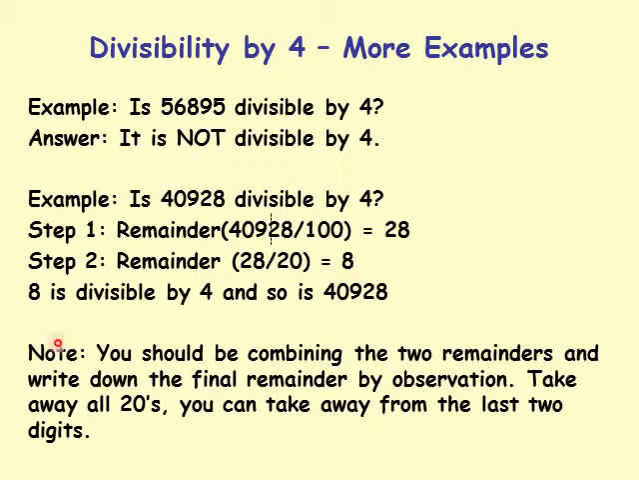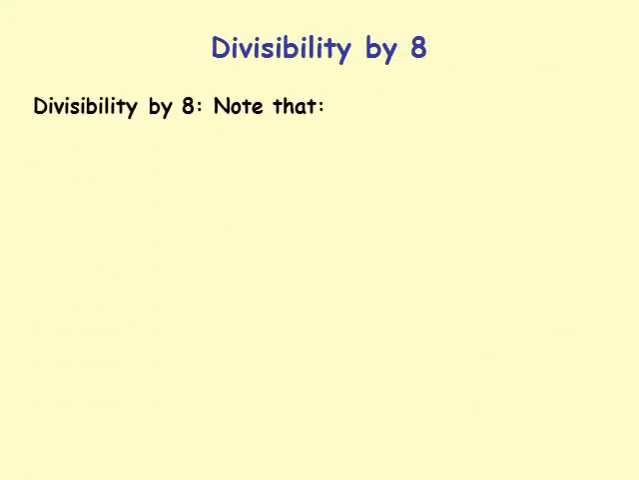Let's continue. You should be combining the two remainders and writing down the final remainder by observation. That's what you need to do. Now let's look at divisible by 8. Note that. Let's see what you're going to do. 1000 is divisible by 8.